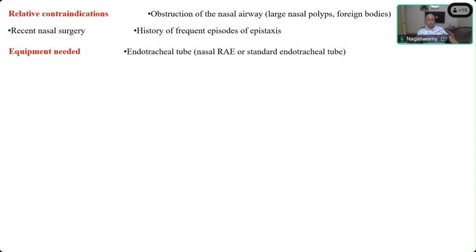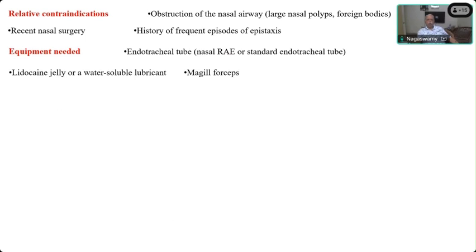So these endotracheal tubes of special make like nasal RAE, standard endotracheal tube, or sometimes you will be using a flexometallic tube also in cases of extensive oral cancer surgeries. We prefer to use a flexometallic tube which can be bent towards the forehead and away from the surgical field. And you require a lidocaine jelly or a water soluble lubricant to nicely lubricate the tube. You require a Magill's forceps.